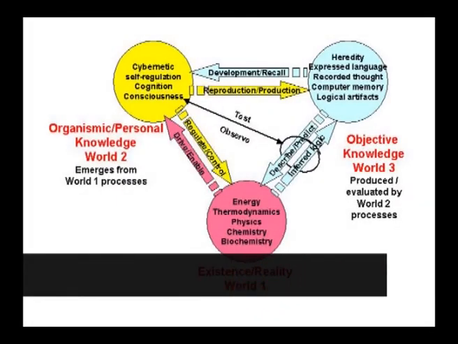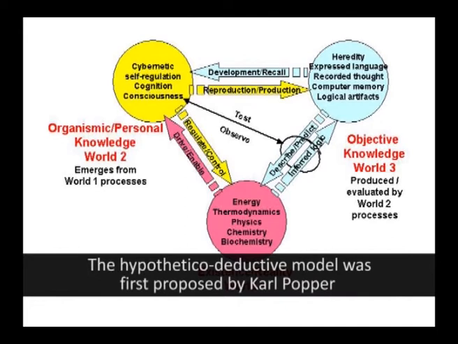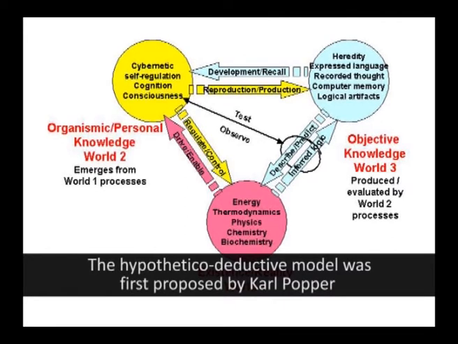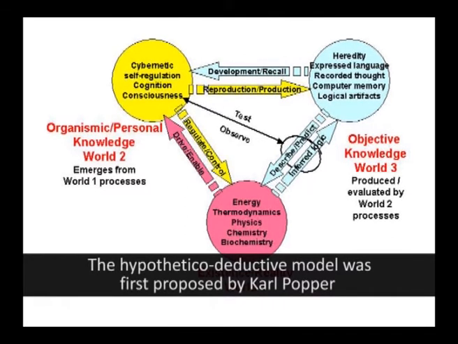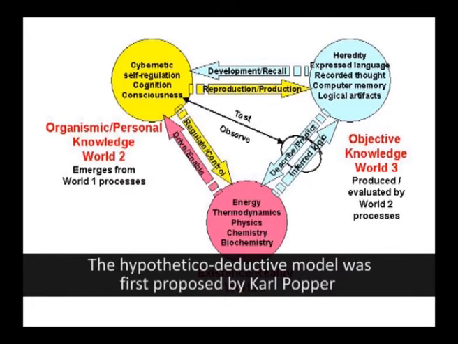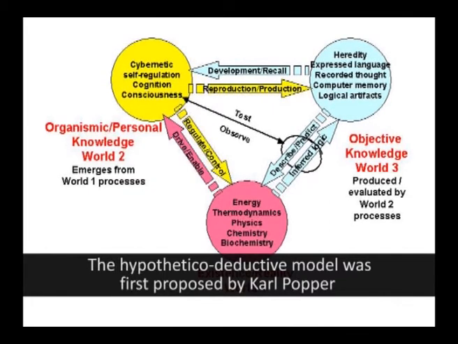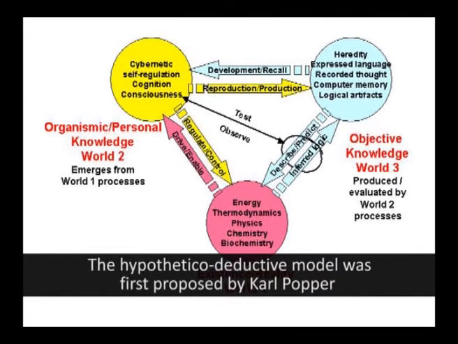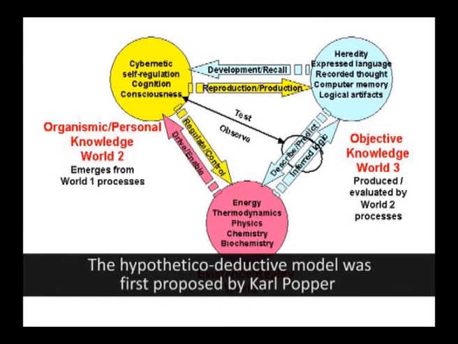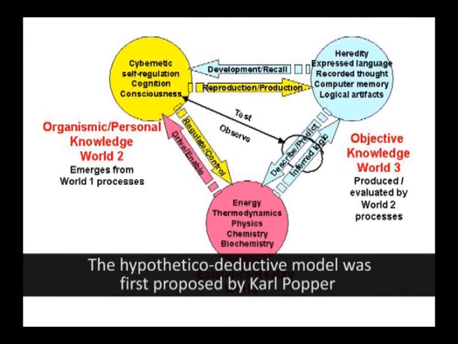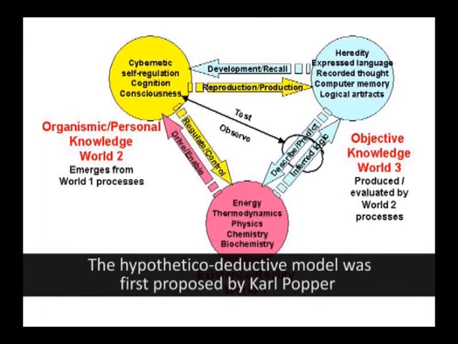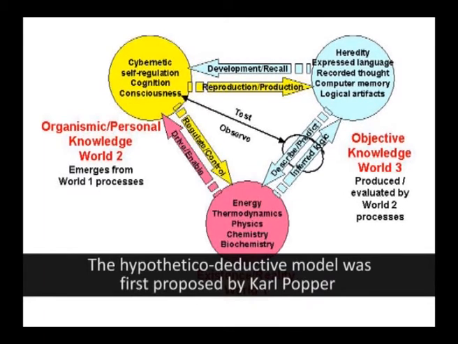The hypothetico-deductive model was first proposed by Karl Popper, who suggested that theories about the world should come first and these should be used to generate hypotheses which can be falsified by the empirical data produced by observations and experiments.